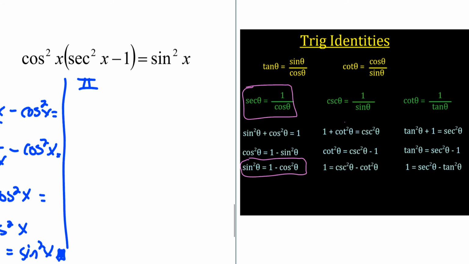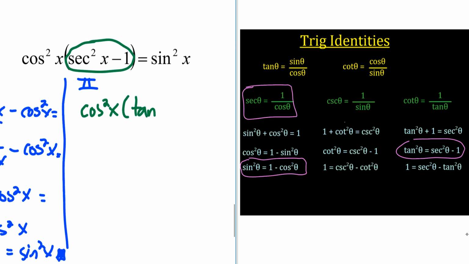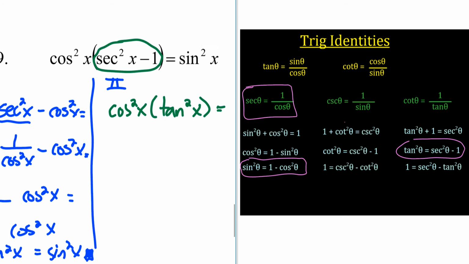But what if I didn't distribute first? What if I said, hey, I noticed this green thing here is a Pythagorean identity. And where is that? That is right over here. Secant squared x minus 1 is tangent squared x. So I could have started out this way, cosine squared x times tangent squared x, and just simplify that stuff in the parentheses first. Totally different first step. This looks way different than what we did over here in blue.